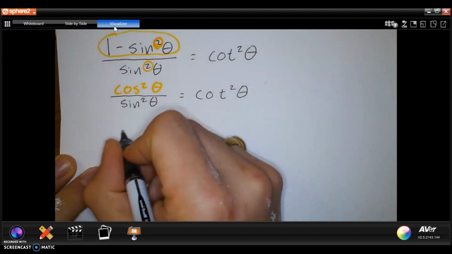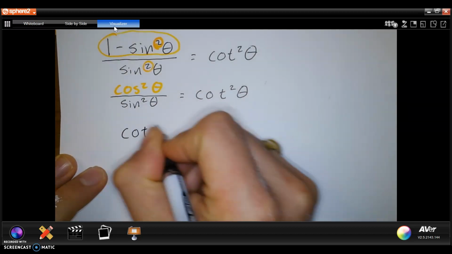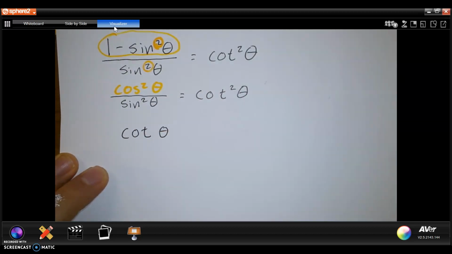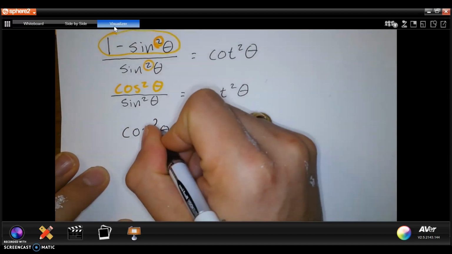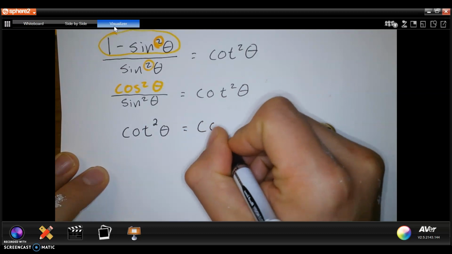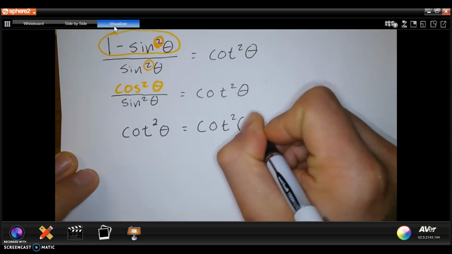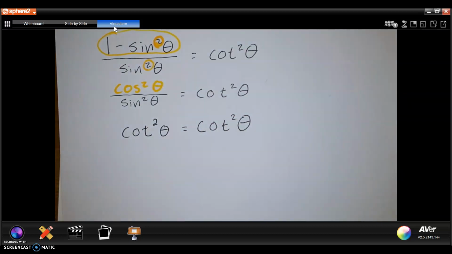Cosine over sine is, well, cotangent of theta. And this is true even if they're both squared. In fact, they both have to be squared for this to work. Or, I shouldn't say squared, but to be the same power. Cosine over sine, cotangent. Cosine squared over sine squared is cotangent squared, which is exactly what we want to see. Easy enough, right? We're trying to get these two sides to match up as best as possible.